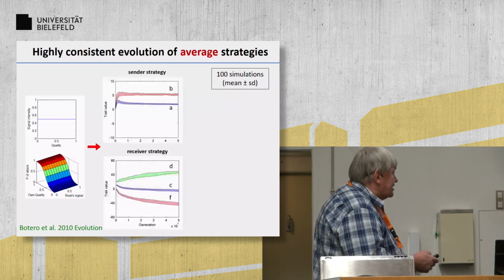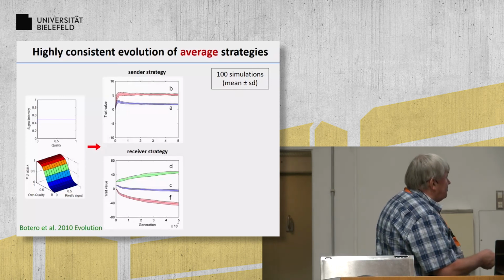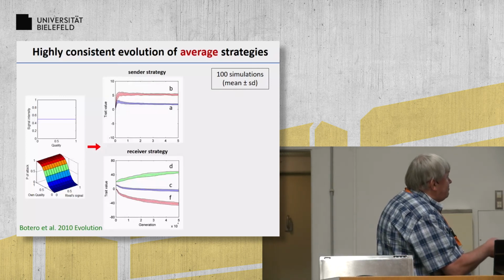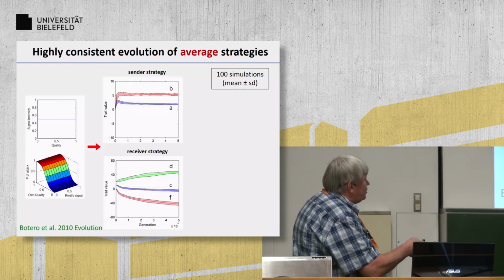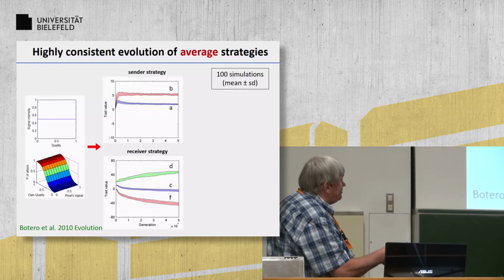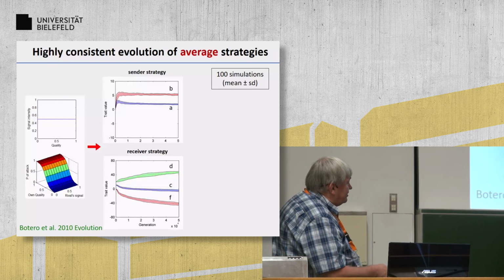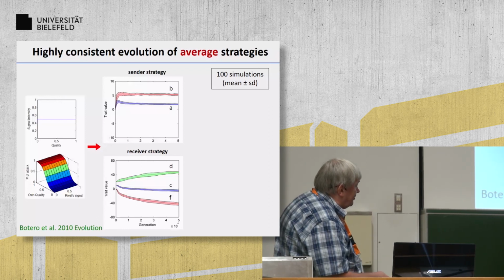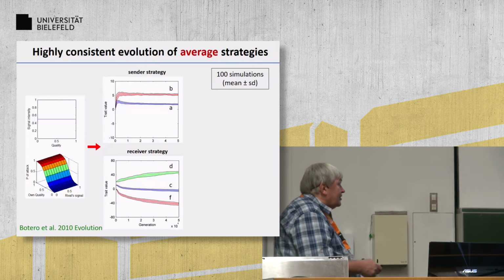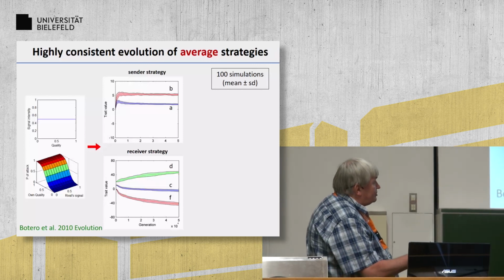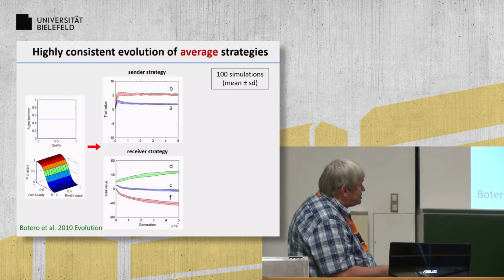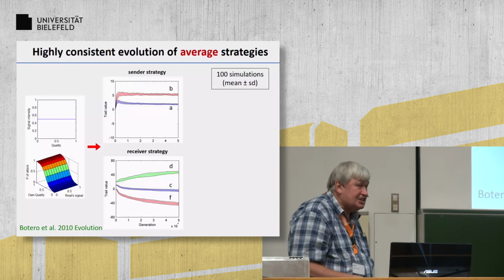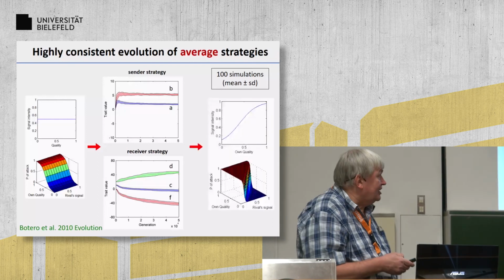And then what you see is, in the course of the generations, the average parameters in the population, the A and the B parameters that determine the sender strategy, evolve, and also the CDF terms of the receiver strategies evolve. And you should see here, it's not mean plus minus standard error, but mean plus minus standard deviation. Basically, you see highly consistently across the 100 simulations, you get the same kind of behavior.